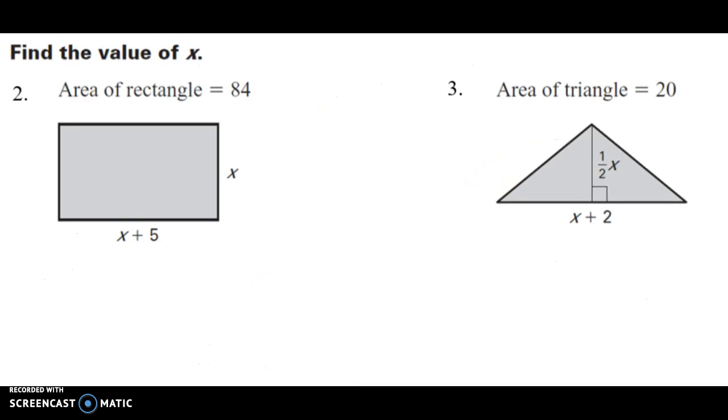What is the area of a rectangle? You're thinking volume of a prism. This is just length times width.